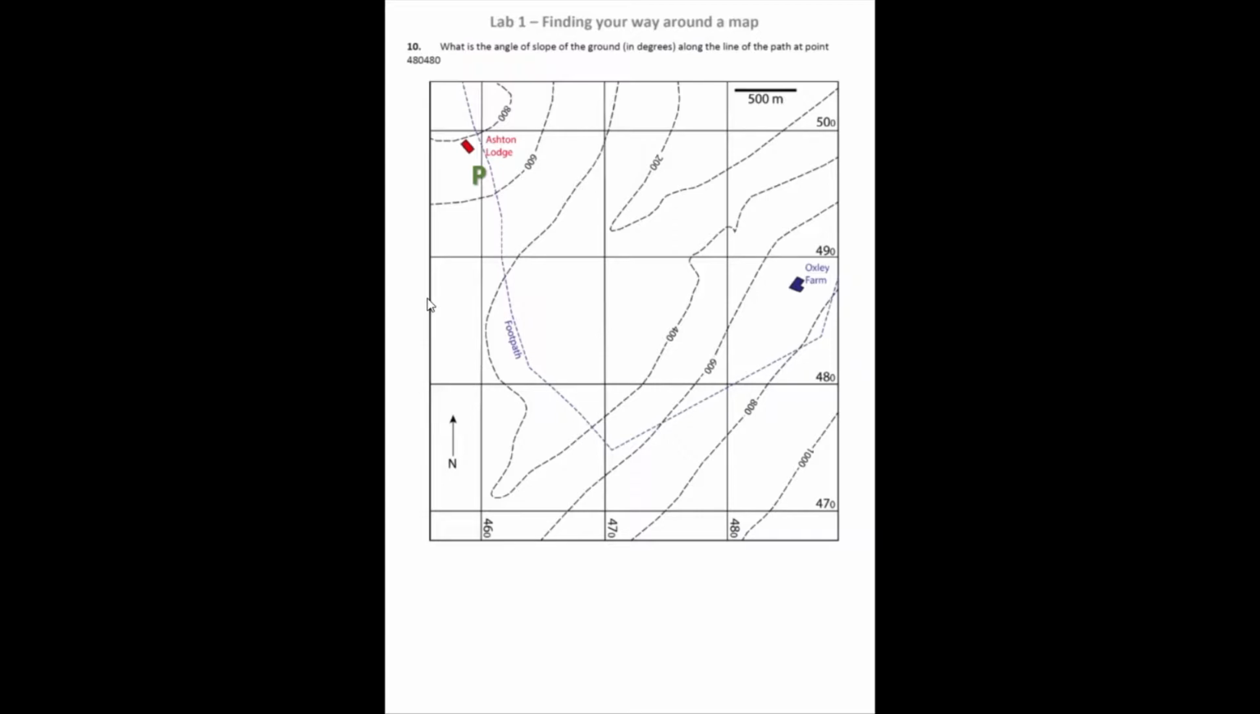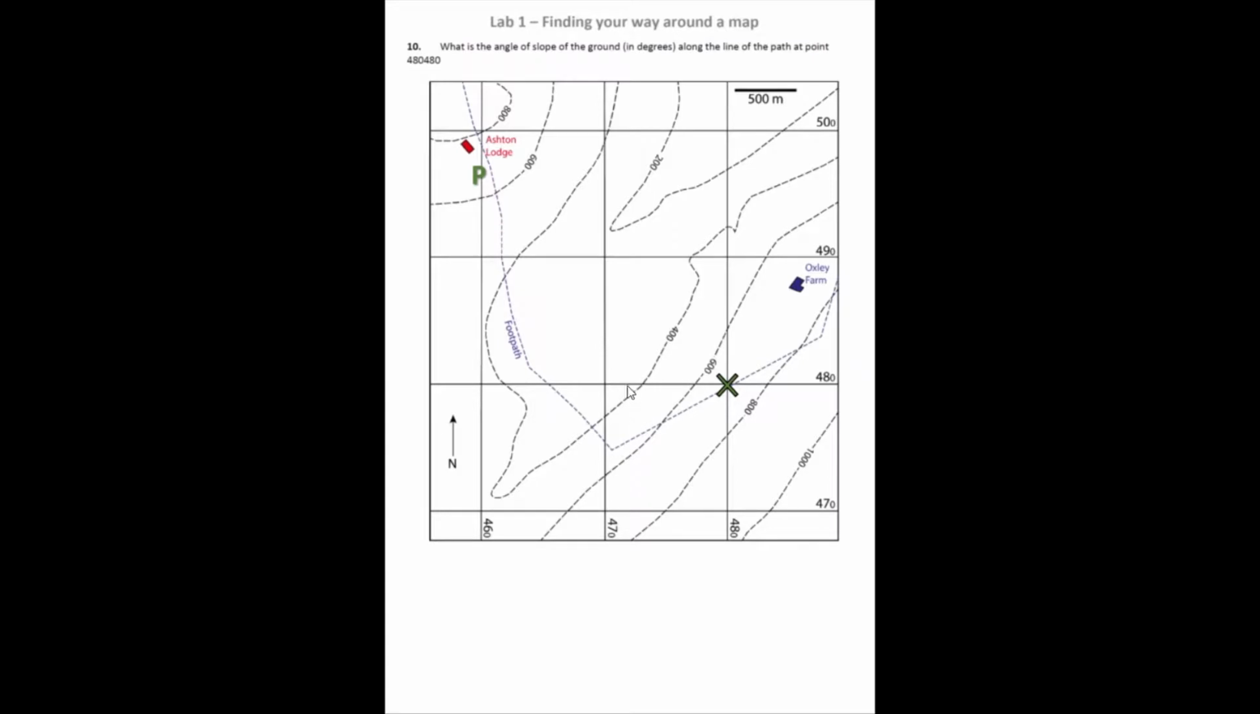Okay, the next question is asking what is the angle of slope of the ground in degrees along the line of the path at point 480, 480. So at point 480 on the x and 480 on the y, we're at this part of the path. And you can see that along this path we start up high at 800 meters in this particular section and then slope downwards in this direction towards the southwest as we travel down the path.